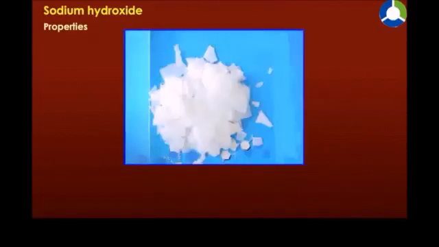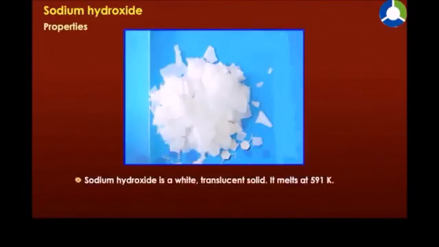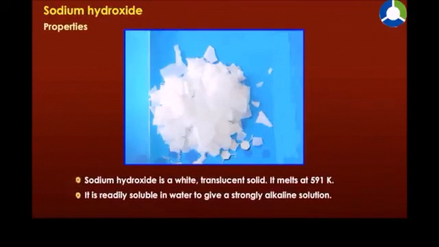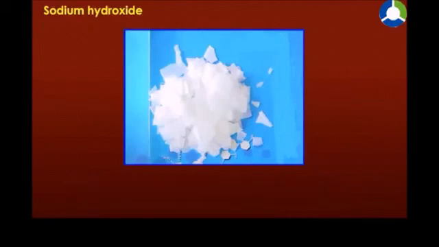Properties of sodium hydroxide. Sodium hydroxide is a white, translucent solid. It melts at 591 Kelvin. It is readily soluble in water to give a strongly alkaline solution. Crystals of sodium hydroxide are deliquescent.